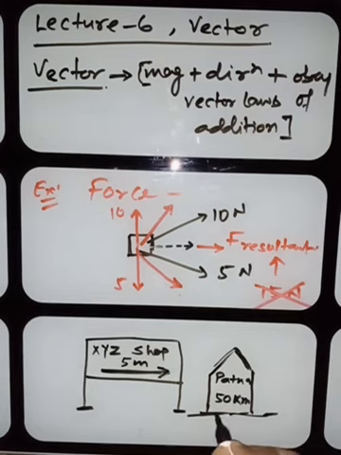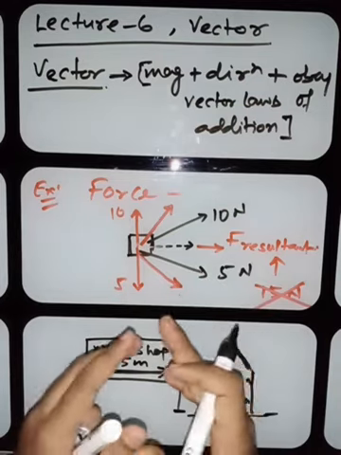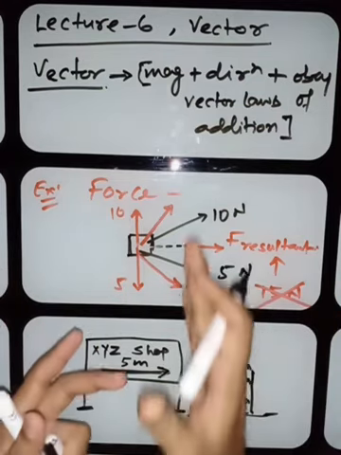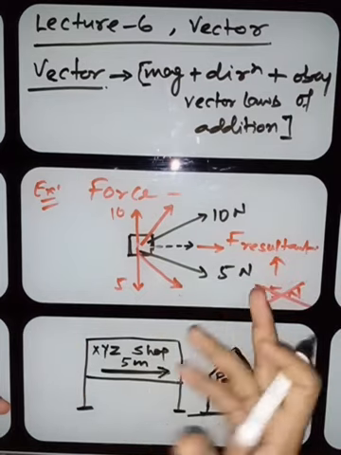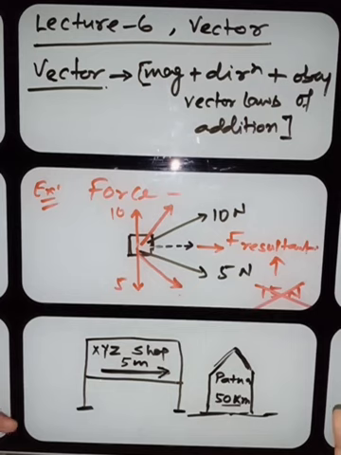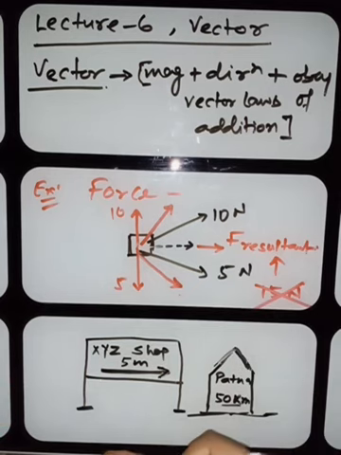This sign mark does not mean that you will go 50 kilometer in any direction from here. If you go here, here or here, you will not find Patna everywhere. It doesn't mean that. You have to go in a specific direction, and in this direction you will get Patna at 50 kilometers. So this is another example of vector quantity.